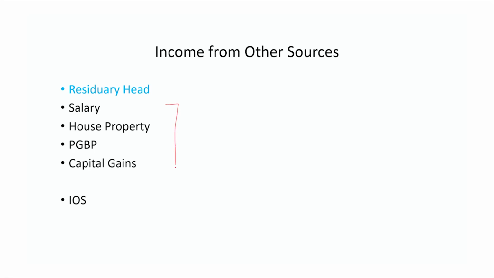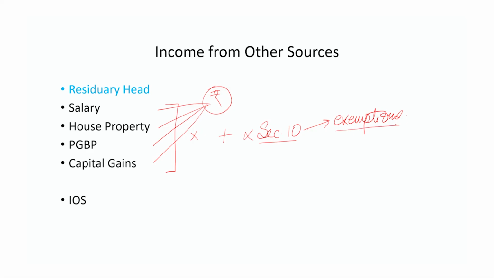So when we are looking at a particular income, if it is not falling under the head salary, house property, PGBP, capital gains, and in addition to that, it is not even qualifying for anything under section 10, right? Section 10 is talking about exemptions. If a particular income is not falling under any of the exemptions, and is not falling under any of the heads, then we will pick up that income and put it under this residuary head of income from other sources. By residuary head, we mean that anything that does not fulfill the conditions of any of the 4 heads, we will put under this particular head of income from other sources.